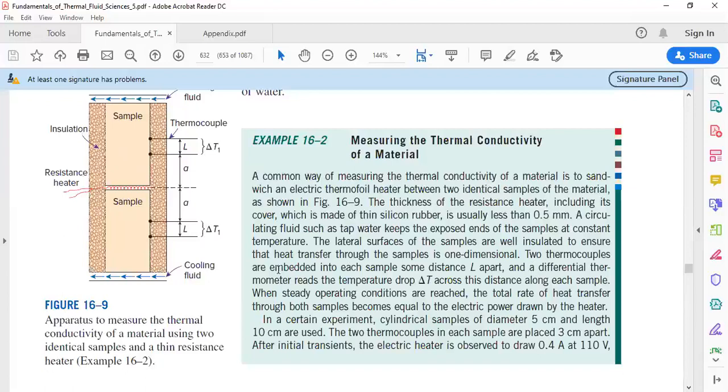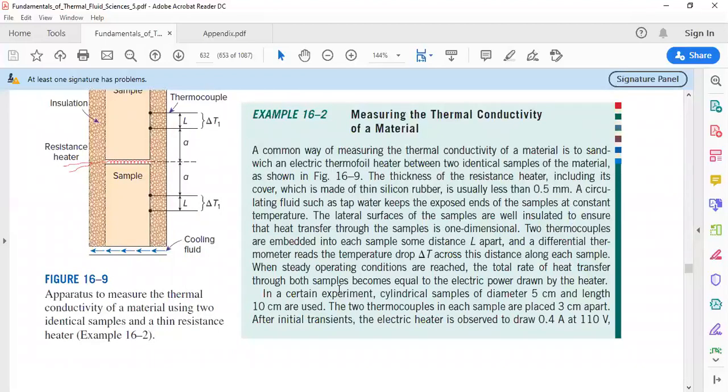To ensure the heat transfer through the sample is one dimensional, as we mentioned, two thermocouples are embedded into each sample as shown here. Two thermocouples at each sample, some distance L apart, and a differential thermometer reads the temperature drop delta T across the distance along each sample. When steady operating conditions are reached, the total rate of heat transfer through both samples becomes equal to the electric power drawn by the heater. So the electric power will be equally transferred into the two samples.